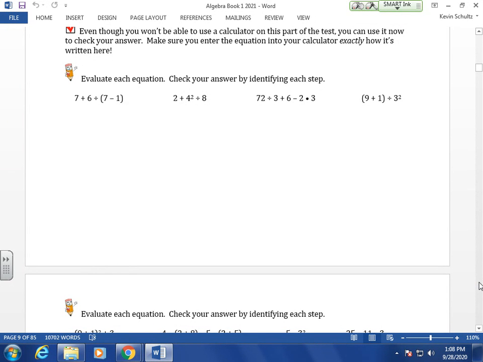And what I mean by that is, in this first one, 7 plus 6 divided by the difference of 7 and 1, what are you doing first? 7 minus 1. Parentheses. So I want you to underline that and then rewrite the expression with that evaluated. So 7 minus 1 equals 6. So you rewrite it with 7 plus 6 divided by 6. Now what would you do? What comes next? Olivia? 6 divided by 6, which is 1. And we're left with 7 plus 1.